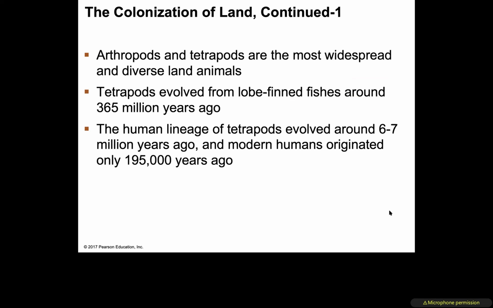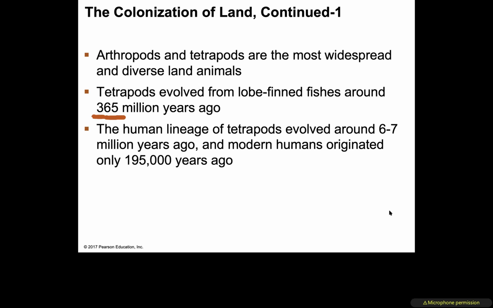So through that colonization of land, that's leading to arthropods, tetrapods. They're going to be the most widespread and diverse land animals. Your tetrapods, they evolved from lobe-finned fishes. And that evolution took place around 365 million years ago. Okay. That lobe-finned fish made it possible for those fish that maybe got washed up into shore, they got left in tidal pools, and then needed to go from tidal pool to tidal pool.